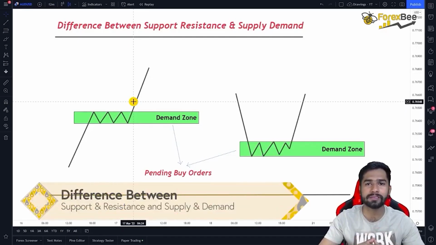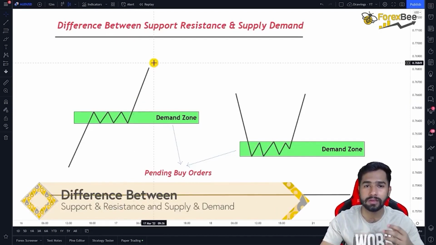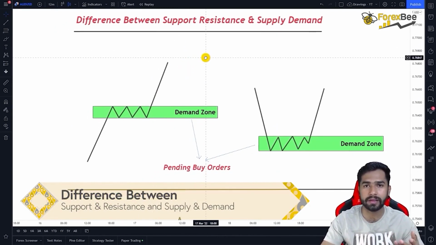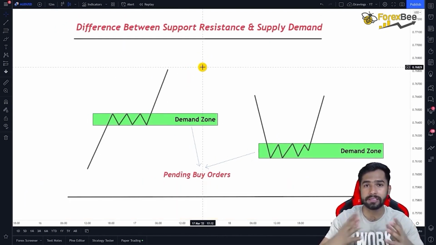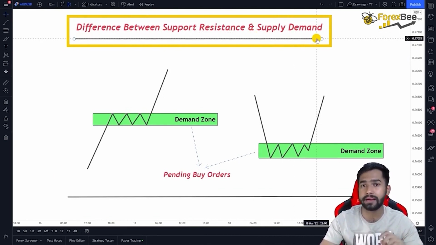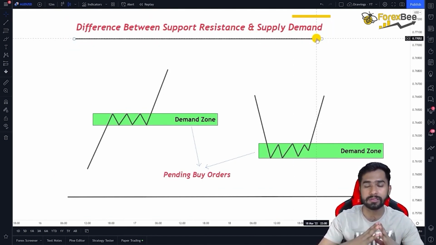Hey guys, welcome back. In this video we're going to talk about the two key levels that are mostly used in trading, and we're going to talk in detail about the market structure behind them and the trading psychology behind them. We're going to talk about support and resistance and supply and demand and their differences, because both of them are very important and people use them for different purposes.